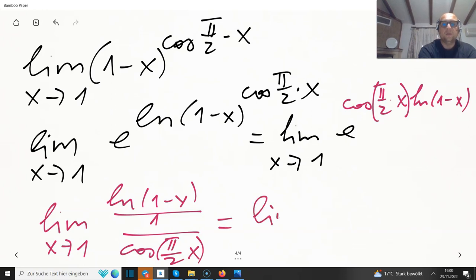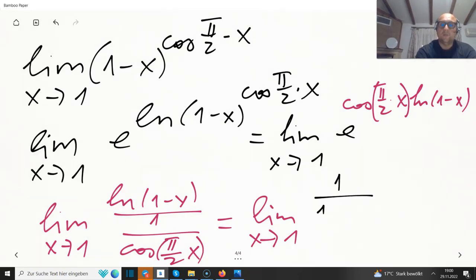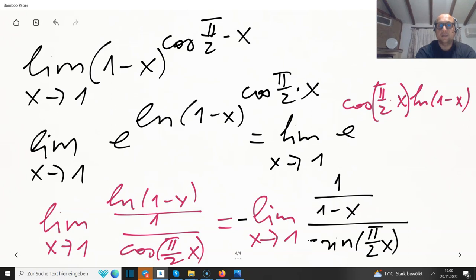So L'Hopital's rule is giving us 1 divided by 1 minus x in the numerator. The cosine is giving us minus sine. I can kick the minus out. It's minus sine of pi divided by 2x times, well, the inner derivative, which is pi divided by 2.